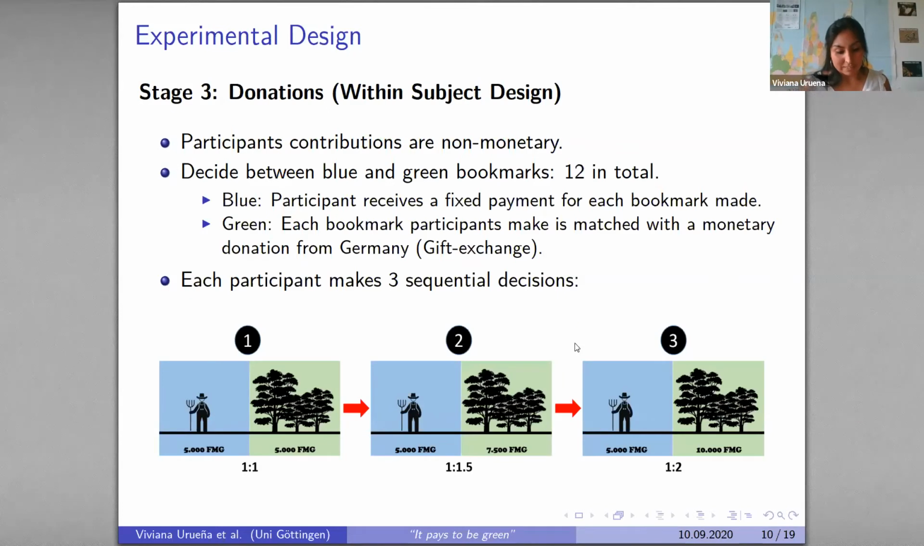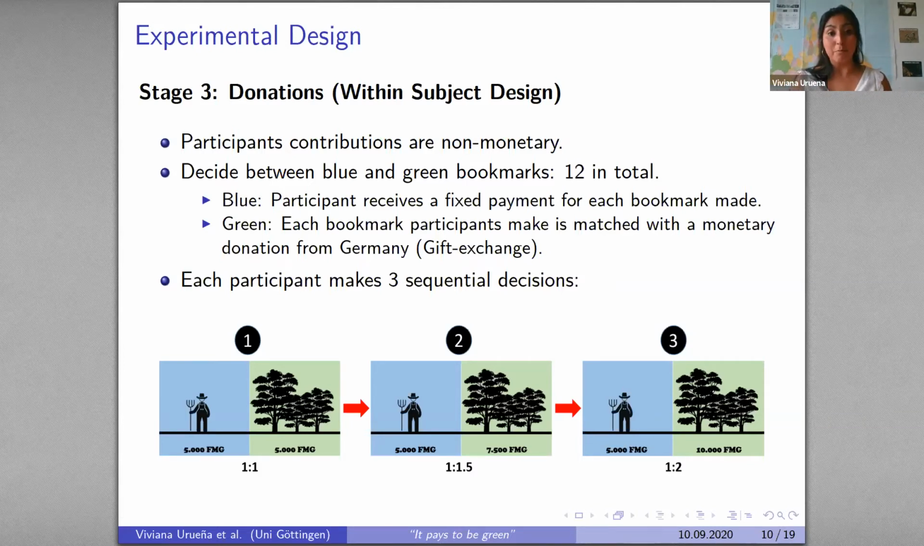So after the participants listened to the message, they had the opportunity to take a real effort task and contribute to the fundraising campaign. As I was saying before, the contributions that they could give are non-monetary. Basically, they have to decide between making blue or green bookmarks. They have to decide how many to make from a total of 12.